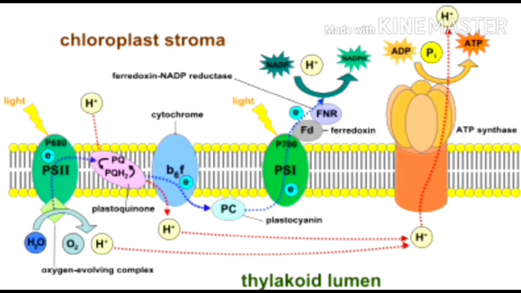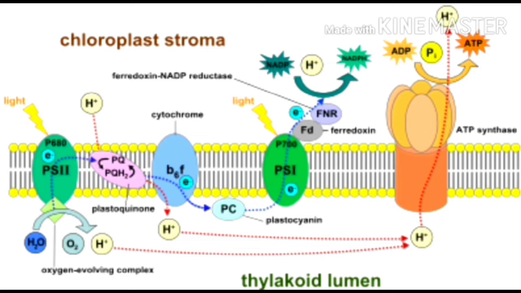Ubiquinone is a lipid soluble mobile carrier between complex 1 and complex 3, and also present between complex 2 and complex 3. It is an electron carrier between complexes. Complex 3 consists of the cytochrome C reductase enzyme. It consists of electron carriers, namely cytochrome B and cytochrome C1. It contains iron sulfur proteins.